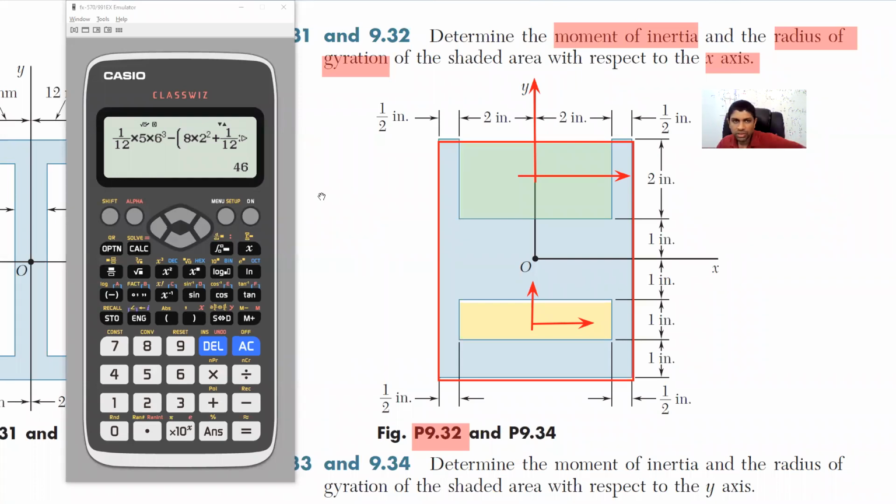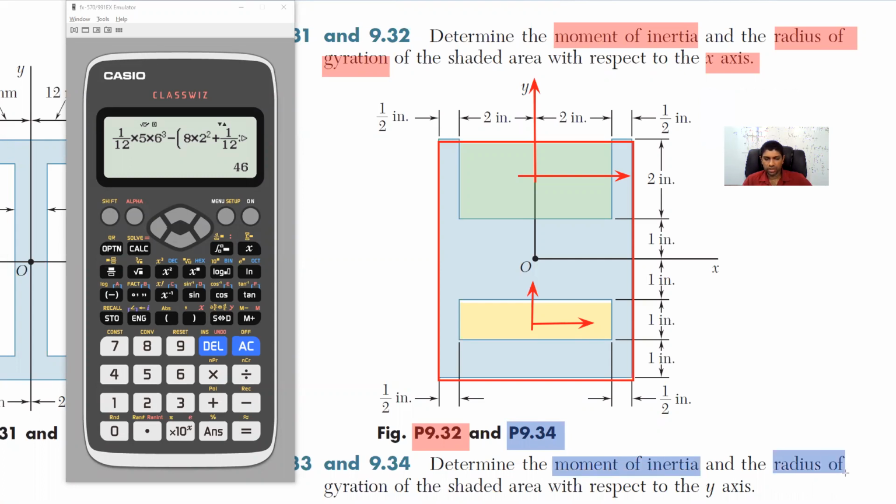The second question that you have to try is question 34. It is a straightforward question actually. In 34, we have to find the moment of inertia and radius of gyration with respect to the y-axis. That means Iy.